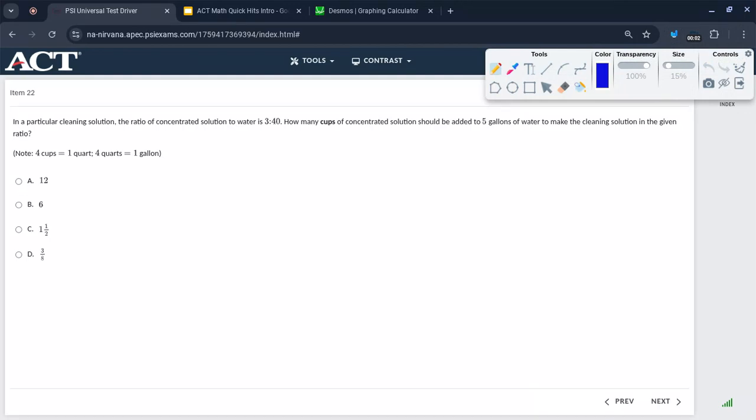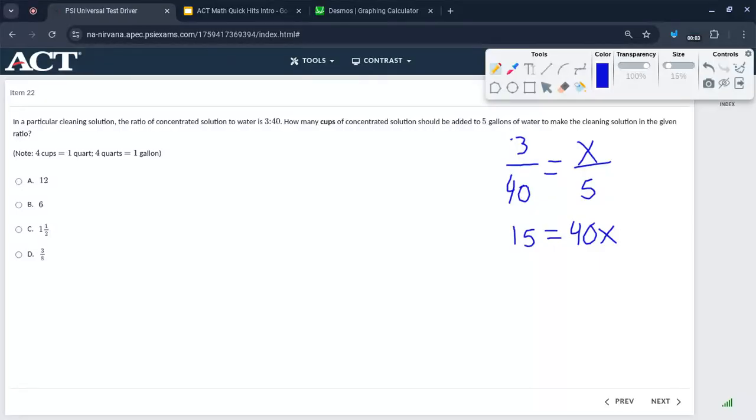My ratio, it tells us, is 3/40 of concentrated solution to water. I know I have 5 gallons of water, so let's figure out how many gallons I would have to add to my 5 gallons of water to give me this correct ratio. Again, we could do some cross multiplication. Remember, I told you before, as a math teacher, I hate cross multiplication because we should understand how we're solving this, but it does help speed things up for the ACT.